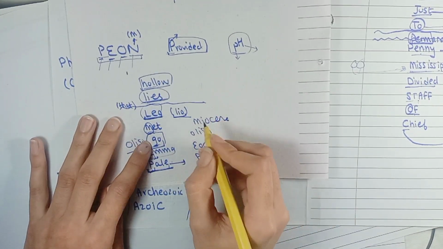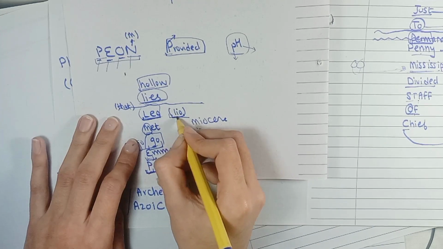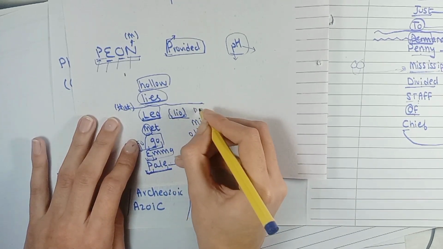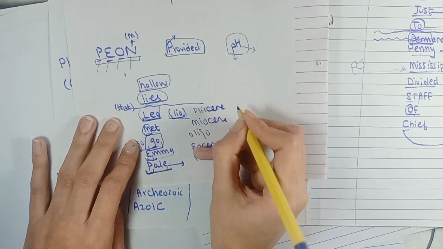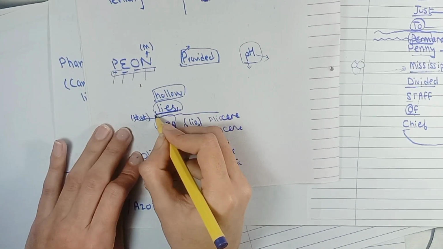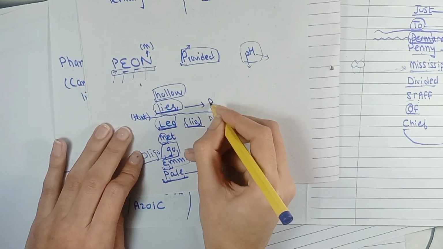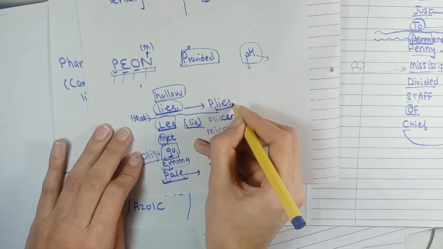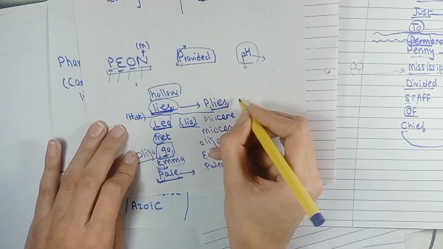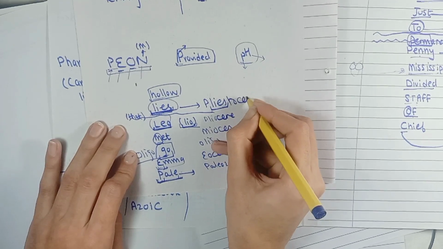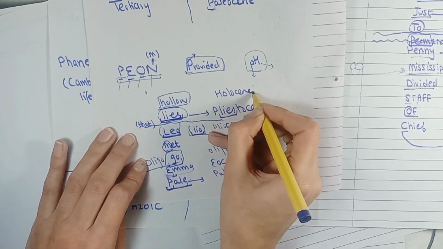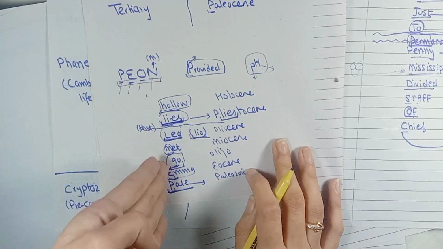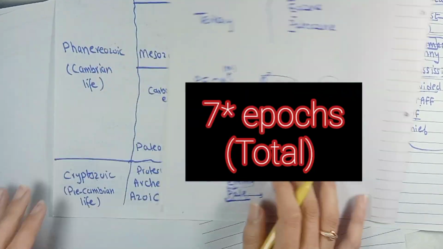So when you write Leo, you will remember that it is for Pleo, so you will write Pliocene. And when this is lies, then you will remember it's Pleisto, Plies. Now spellings are the same: Plies-tocene, Pleistocene, and holo means Holocene. So there are two ways by which you can remember these 6 epochs.